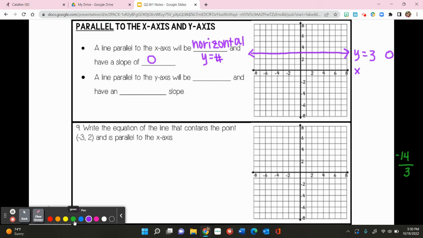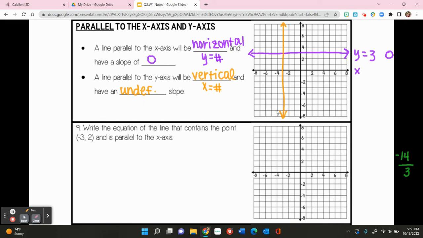Then I have a line that is parallel to the y-axis. This will be vertical and have an undefined slope. The equation for a vertical line would be x equals some number. So, for instance, if I have this line, this would be x equals -3. We see that it is a vertical line, and we know that vertical lines have an undefined slope. Again, we see that this is parallel to the y-axis.